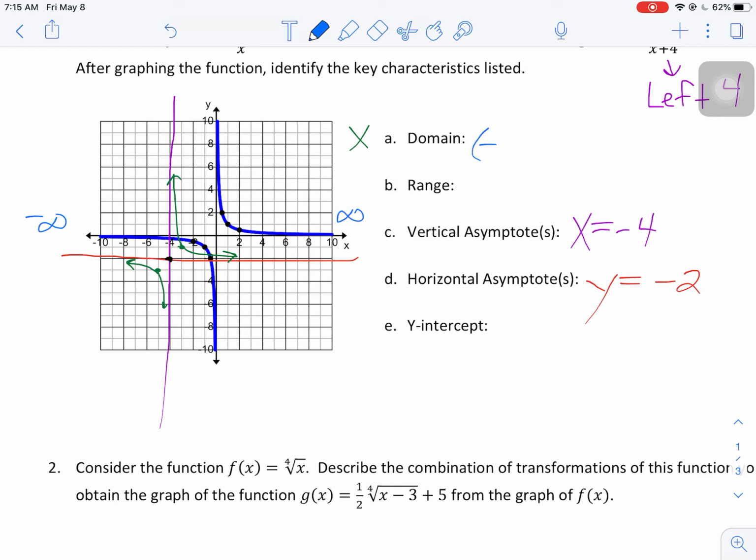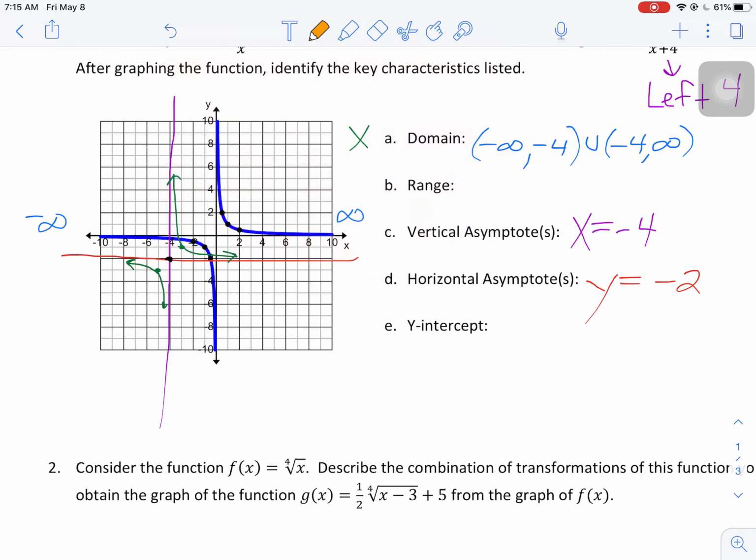So from negative infinity all the way up to my vertical asymptote of negative 4, that's the first part of my domain, and then union, negative 4, comma, infinity. So I'm just listing out all the x's from left to right, but I have to have a break in my domain at negative 4 because that's where the vertical asymptote is.